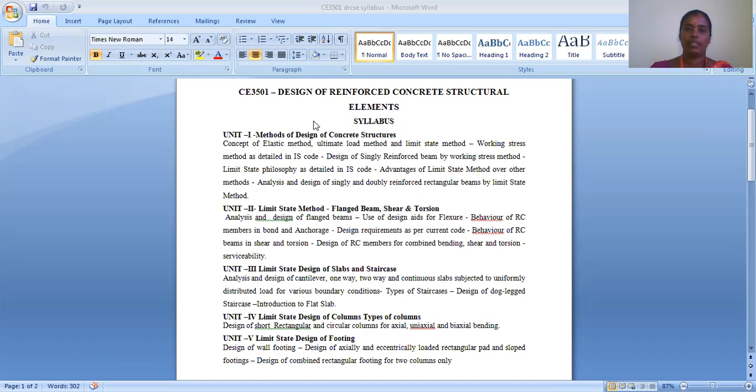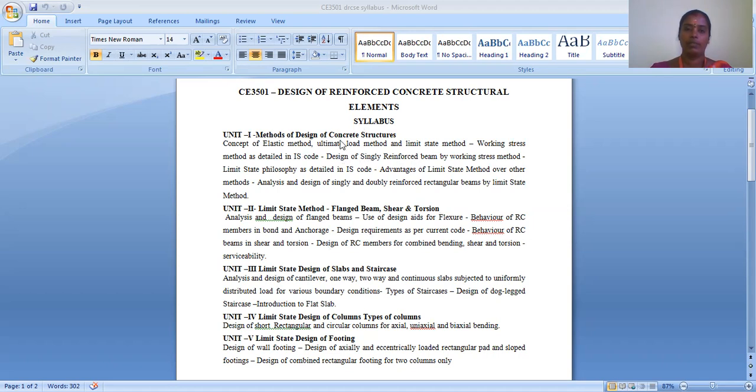On this page you can see the syllabus, with five units. The first unit deals with the methods of design of concrete structure, and the second unit with the limit state method, plain beams, shear and torsion. The third unit is limit state design of slabs and RCC. The fourth unit is limit state design of columns, types of columns. The fifth unit is limit state design of beams. Here we are going to see about reinforced concrete structures and how to design them.